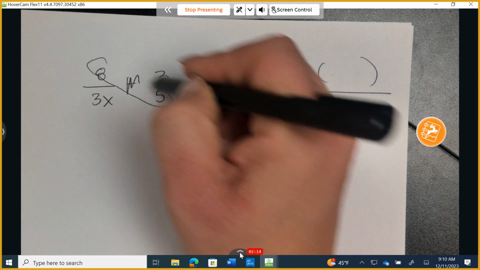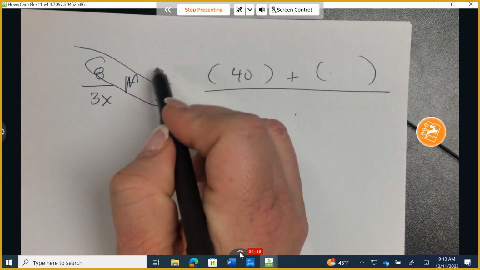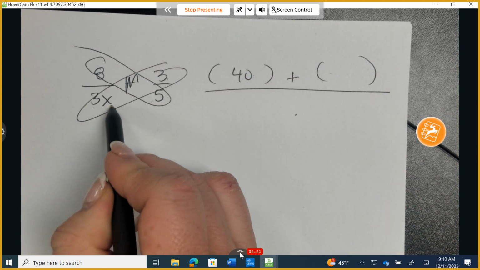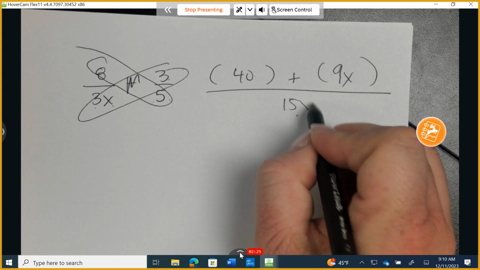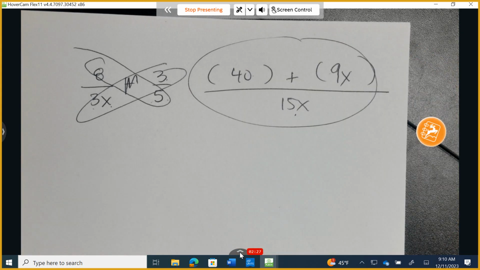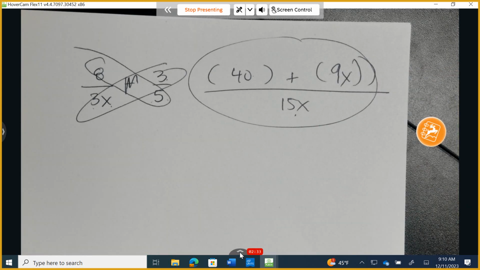I always have to do this diagonal first when I multiply. 8 times 5 is 40. 3 times 3x is 9x. And when I multiply the bottoms, I end up with 15x. This is as far as I'm going to make you go right now. It's as far as you need to go. There's nothing more we can do to simplify this problem.